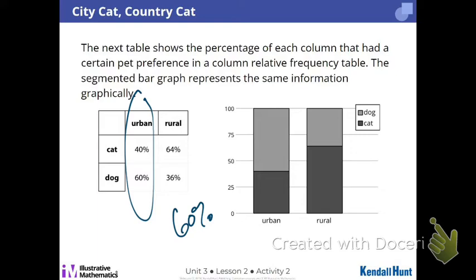That's not what I got. I'm on the wrong one here. Yeah, that's number 4. Read the question again, please. Oh, sorry, I did 4. Yep, that was 4. Among those surveyed who prefer dogs, what percentage of them live in an urban setting?